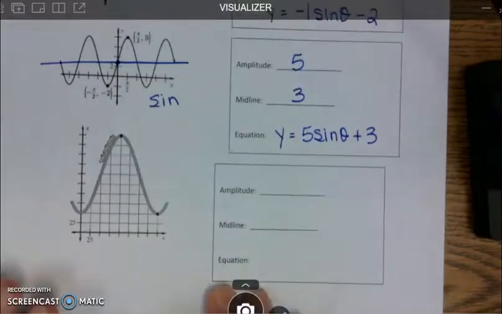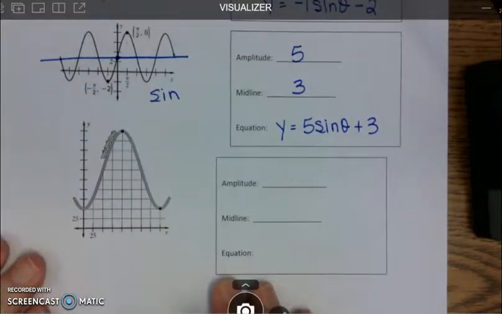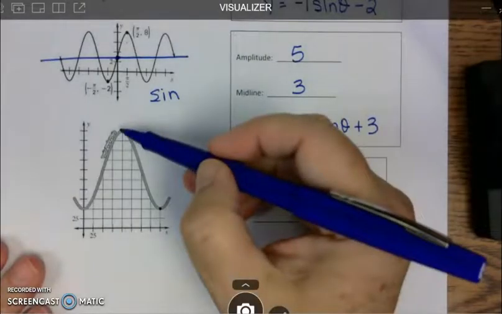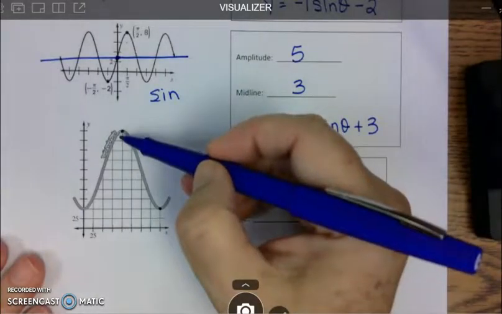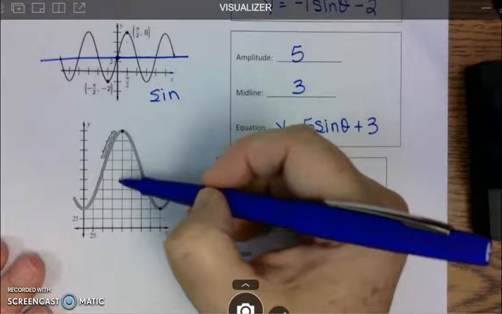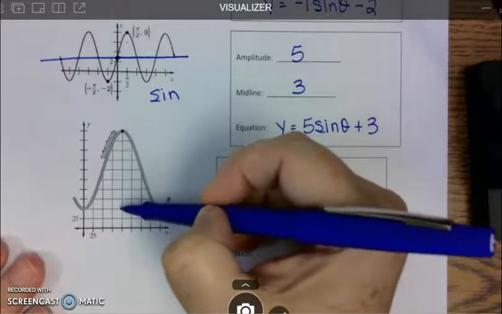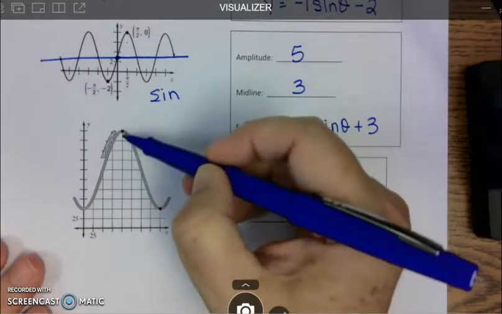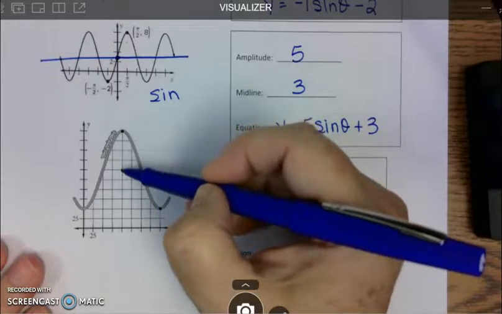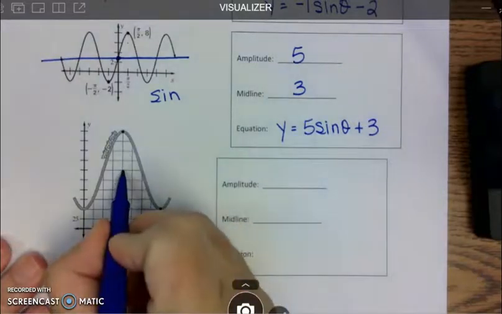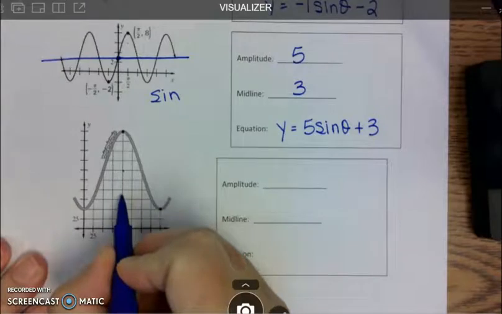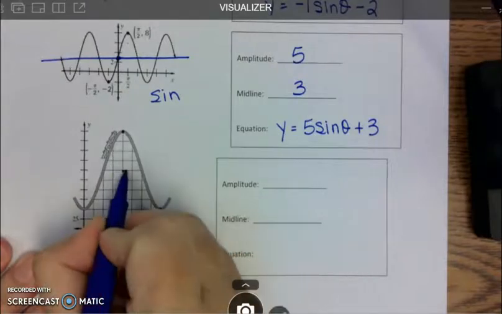Hope you're having fun. Let's count again: 1, 2, 3, 4, 5, 6, 7, 8. So let's go by 4: 1, 2, 3, 4. 1, 2, 3, 4. Yep.